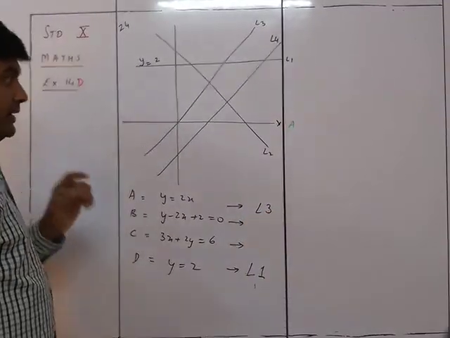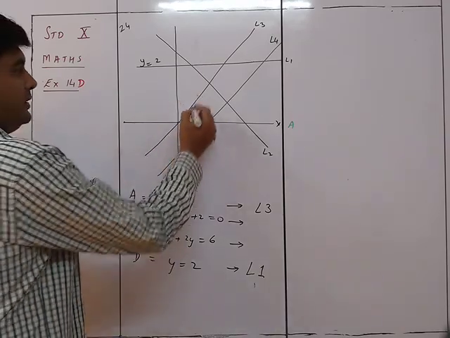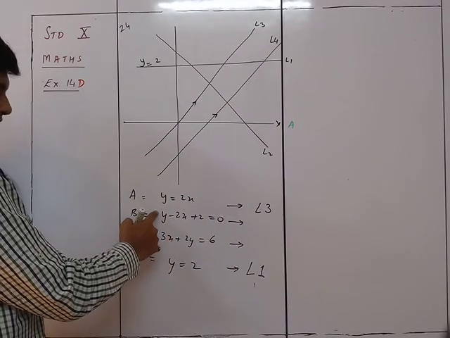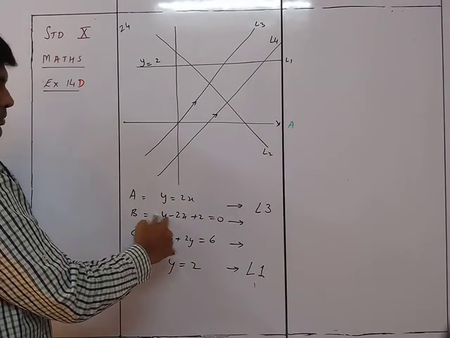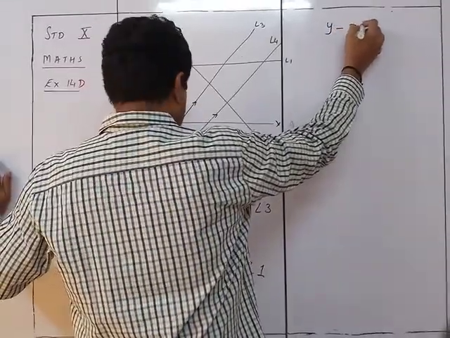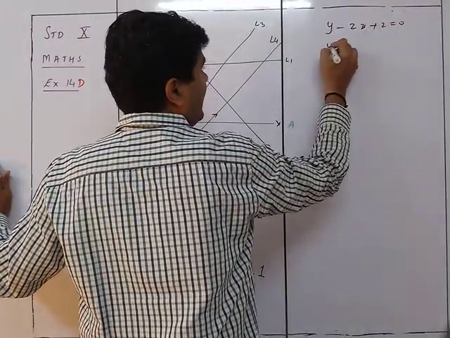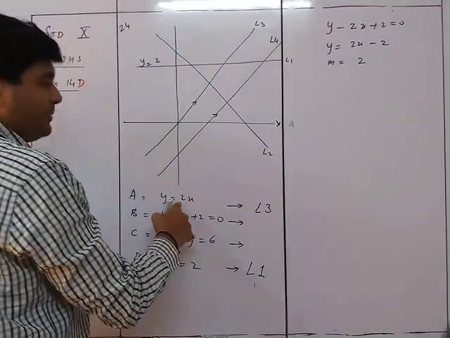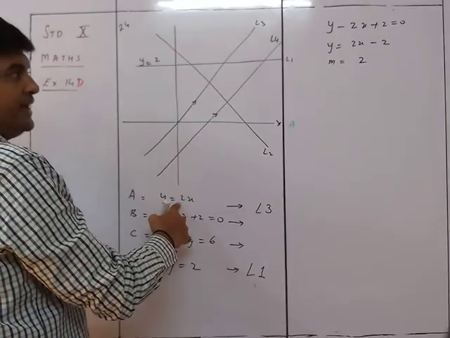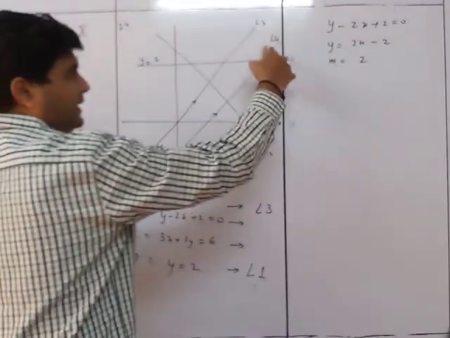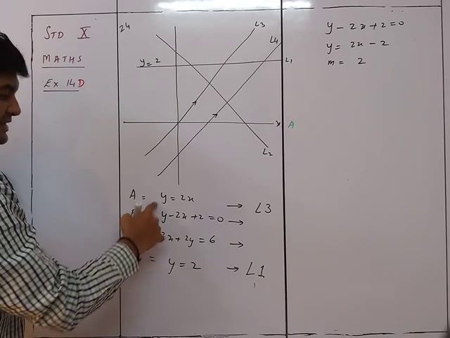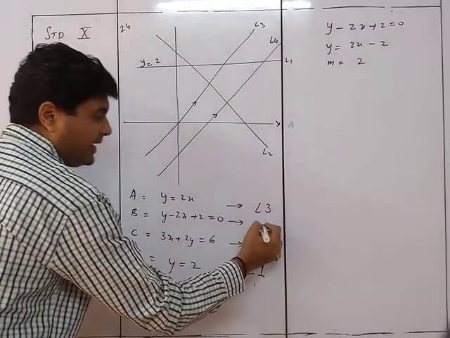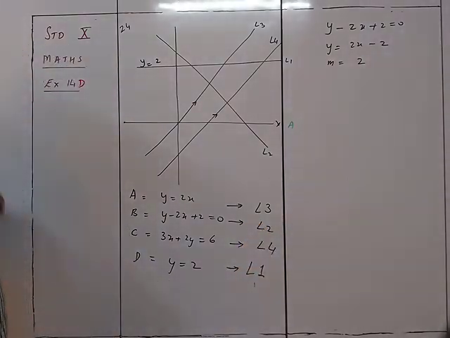Now, this line is parallel to this line, so its slope and this slope will be the same. So what is the slope of this line? We can see y minus 2x plus 2 is equals to 0. So y is equals to 2x minus 2. So m is equals to 2. Whereas over here m is also 2, right? So therefore, L4 and L3 are nothing but B and A and C. So therefore, C is L4. So automatically the remaining is L2, which is like this.